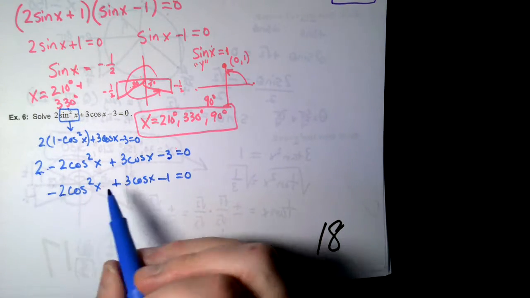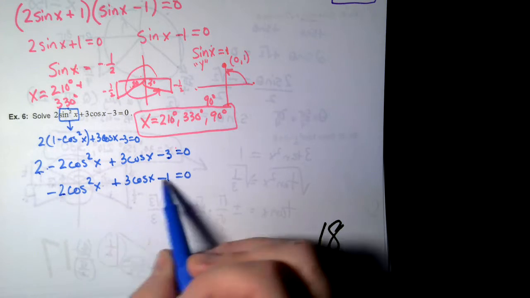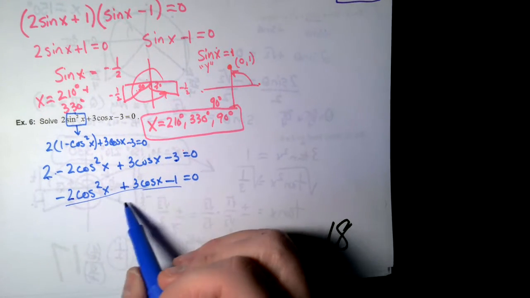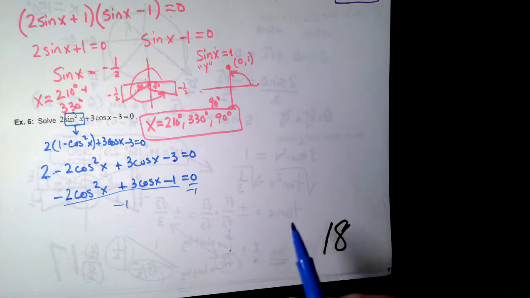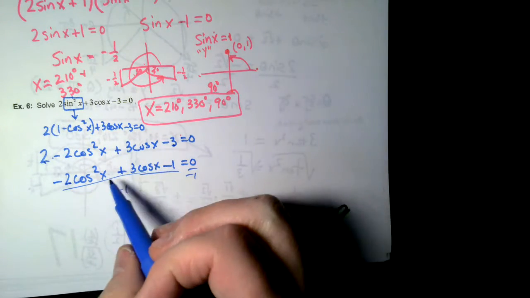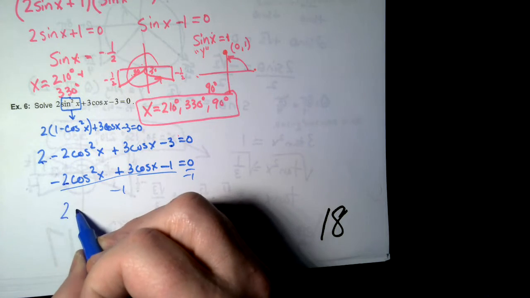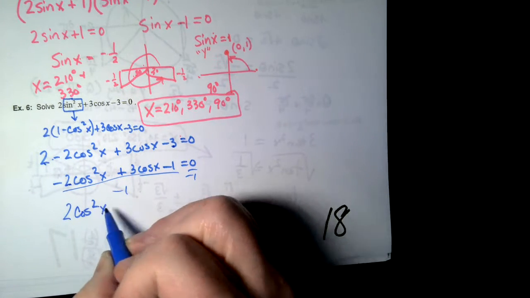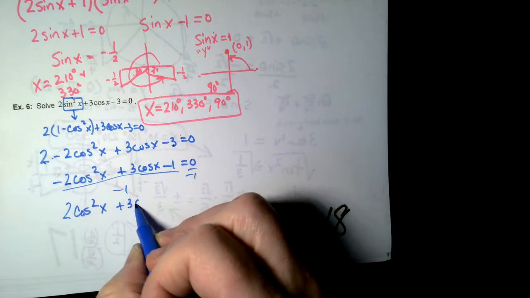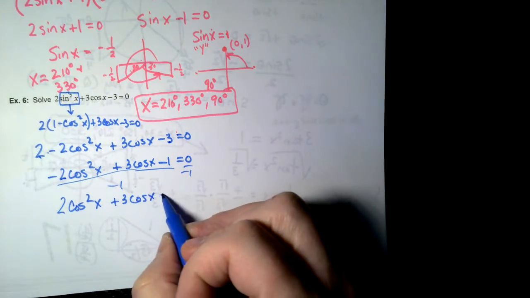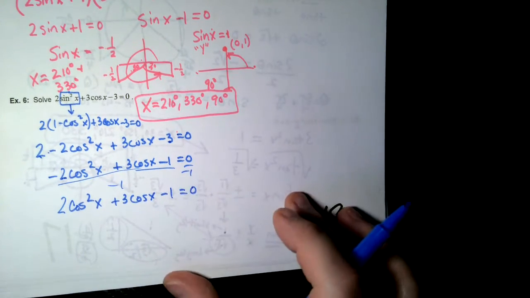You want to factor it now. I want to divide everything by a negative 1, both sides. Like, picture dividing this by a negative 1. Normally you wouldn't even draw this. Or multiply this side by negative 1, this side by negative 1, and make it positive. 2 cosine squared x plus 3 cosine x minus 1 equals 0.